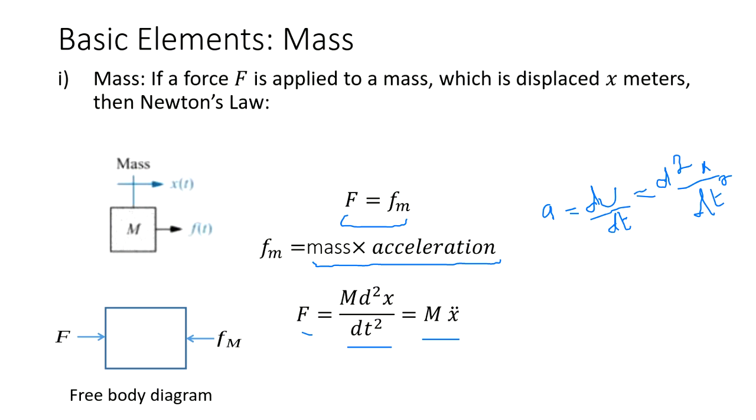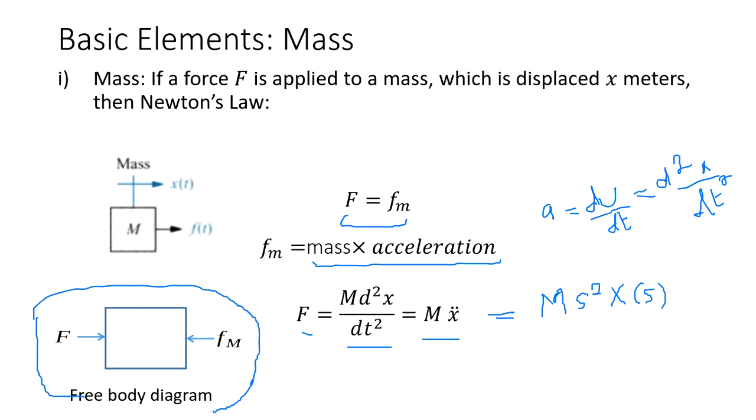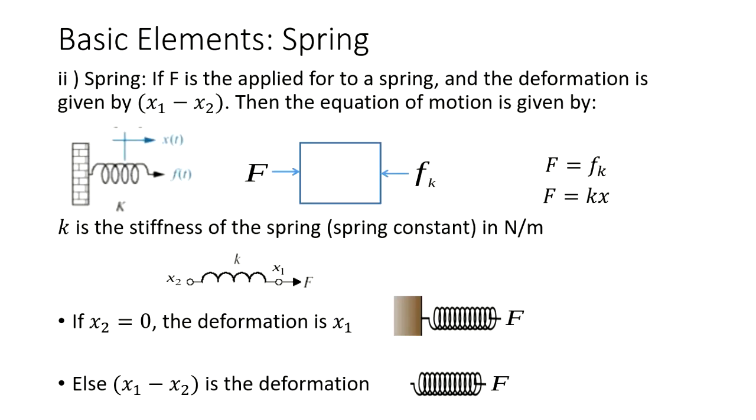Now remember, in Laplace, assuming zero initial conditions, if we take the Laplace transform of that, it is m s squared times X of s, right? So we can always draw that in this way. This is the free body diagram for us. The next is the spring.